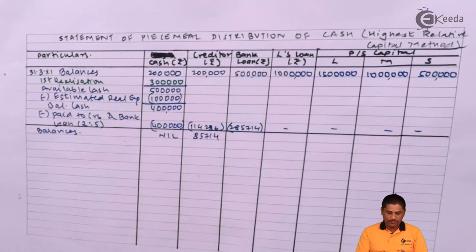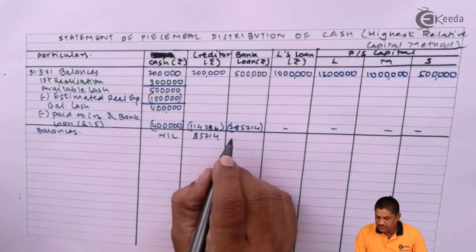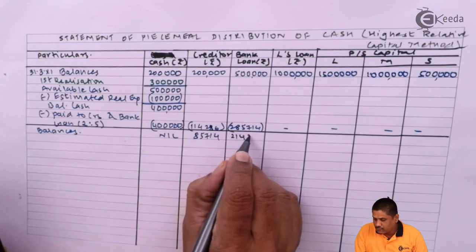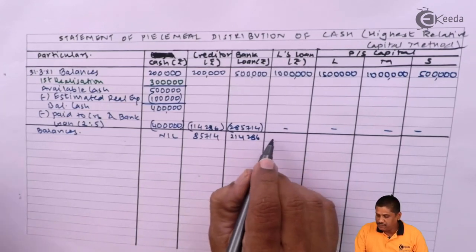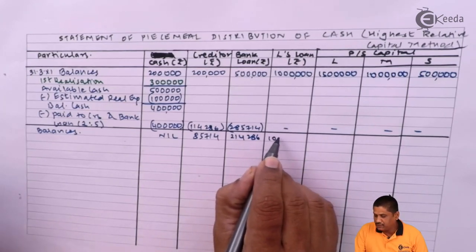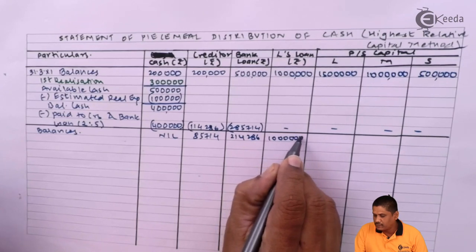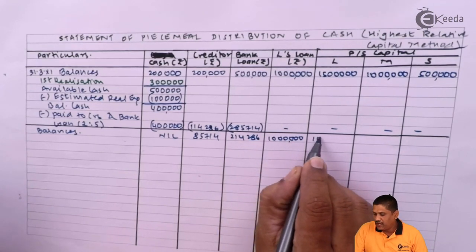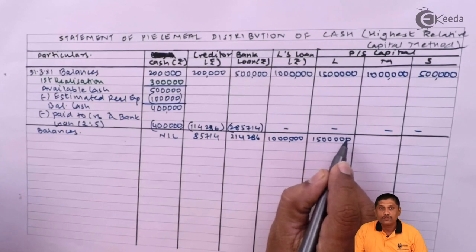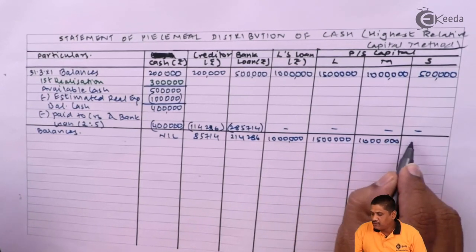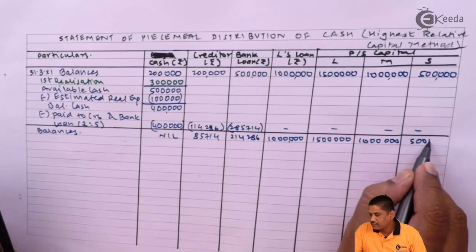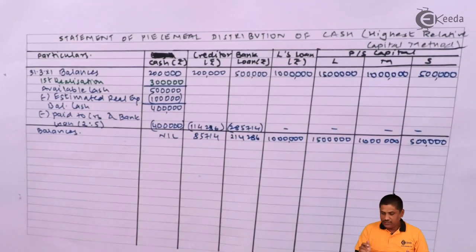5 lakhs minus 285714 gives 214286. Remaining amounts we will take as it is because nothing is to be deducted from that. So it will be 10 lakhs. This will be 15 lakhs. This will be again 10 lakhs. And this will be 5 lakhs. Fine. So these are the balances.